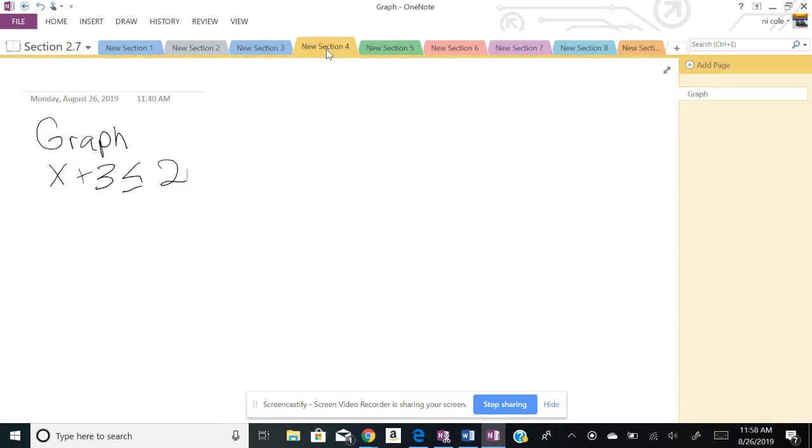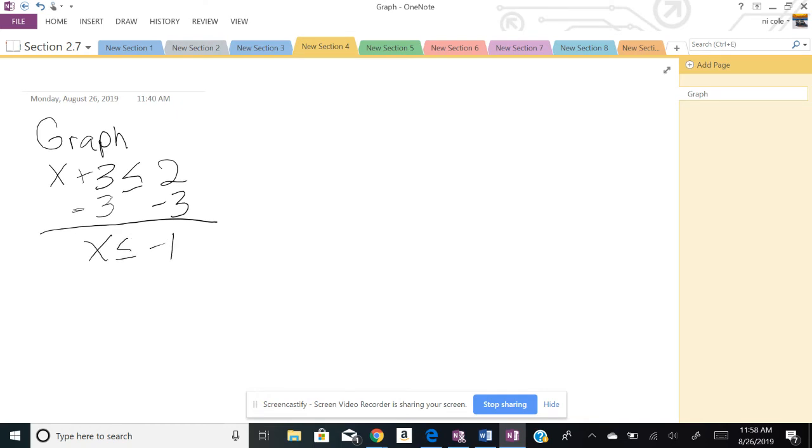Now, how am I going to graph this? I don't have x by itself. In order to graph the inequality, I need to solve it and make sure that x is all by itself. So just like we have been doing in the rest of this chapter, I need to get rid of that 3. I'm going to get rid of that 3 by subtracting it from both sides of the inequality, leaving me x is less than or equal to -1.